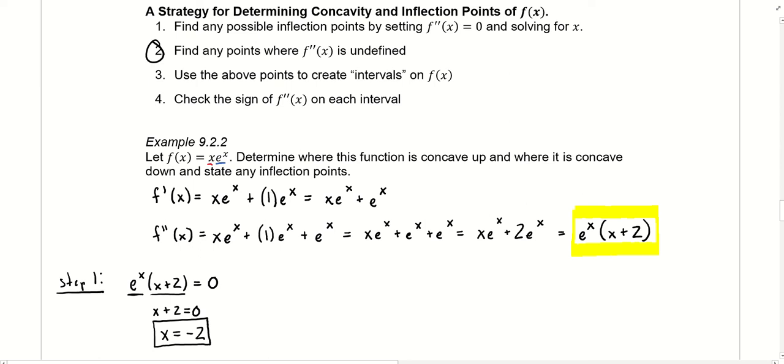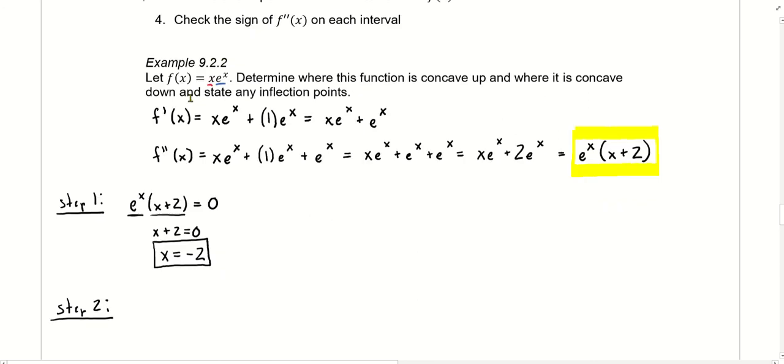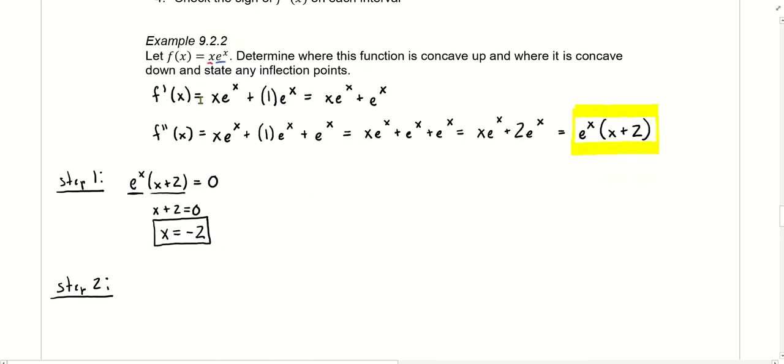In step 2, I also want to make note of places where the second derivative is undefined. So these are not singular points. Singular points are where the first derivative is not defined. But this is like singular points in the sense that I want to figure out, are there any places where the second derivative does not exist? Because technically, places where the second derivative cannot exist are also places where concavity might change. We'll see that later.